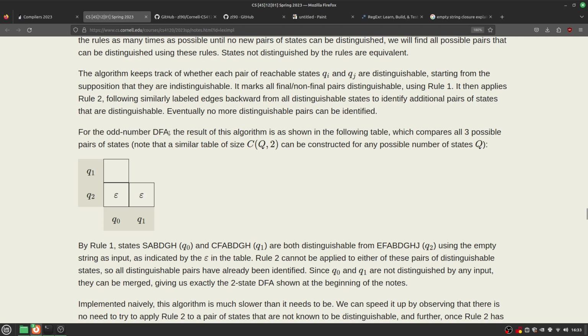For the odd number DFA, the result of this algorithm is as shown in the following table, which compares all three possible pairs of states. Note that a similar table of size Q choose 2 can be constructed for any possible number of states Q.